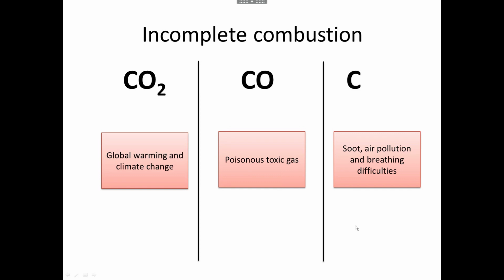So just to match them to their problems, CO2 causes global warming and climate change. CO is a poisonous toxic gas. And carbon, soot, causes air pollution and breathing difficulties. Carbon monoxide can be made by incomplete combustion. CO2, carbon dioxide, needs plenty of oxygen. That's what we call complete combustion when CO2 is made.